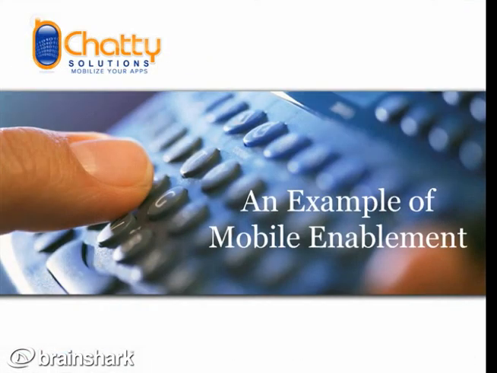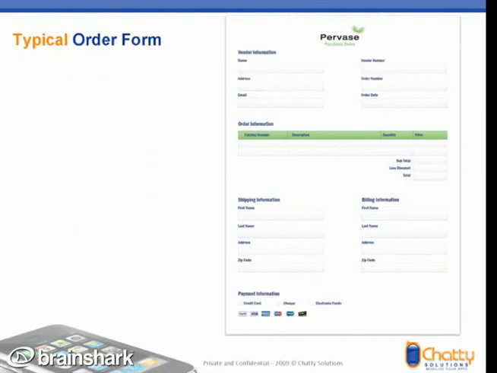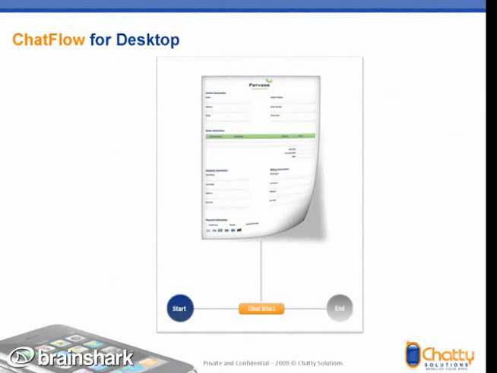Let's look at an example of a Chatty app for iPhone users who also wish to work on their full-screen devices when it is convenient. This example demonstrates the many benefits of Chatty apps. This is a typical purchase order form that many organizations use. It will work very nicely on a full-screen device such as a laptop or a desktop. The chat flow for the full-screen device is very simple and consists of one step. When the step is invoked, the user is required to fill out the form, and that's it.